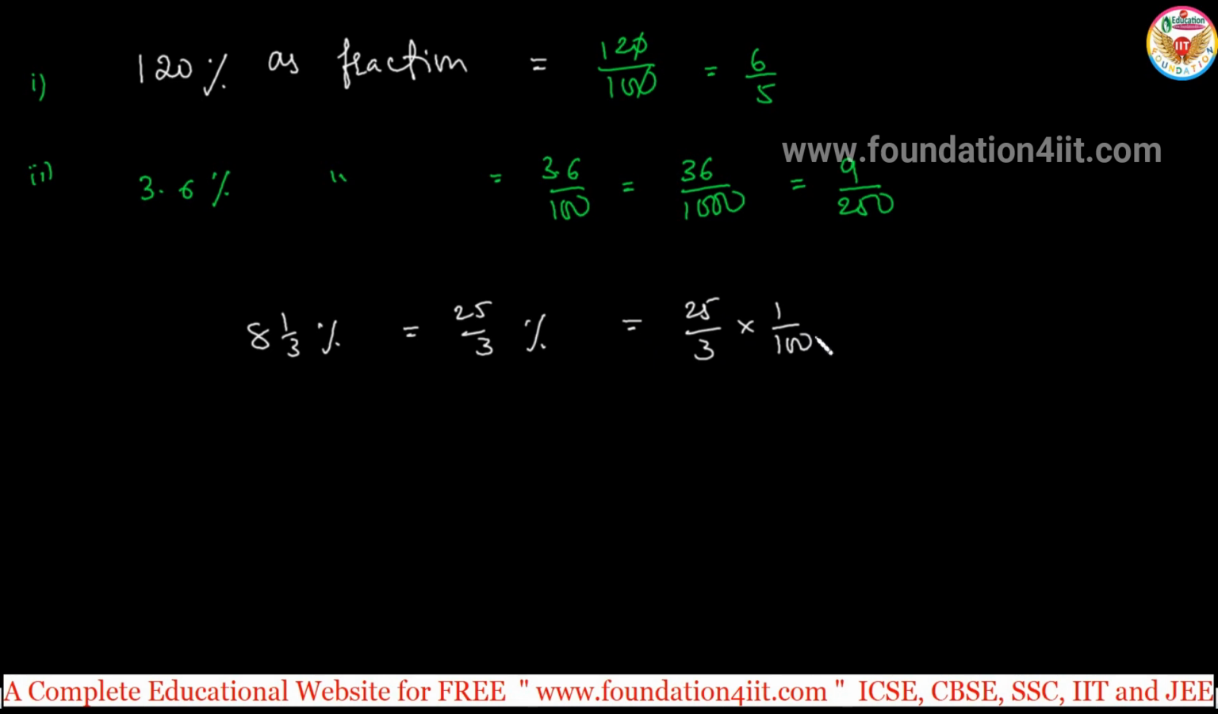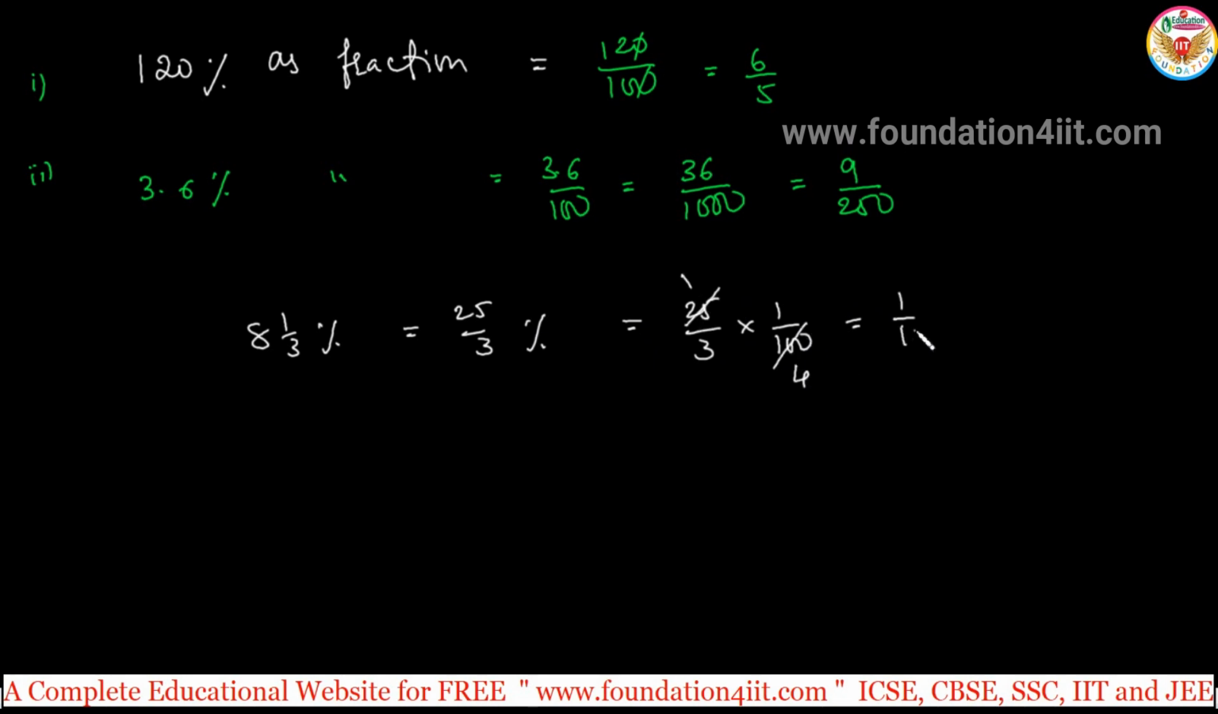So there is 1 into 1 by 100. Nothing but 25 by 3 into 1 by 100. 25 times 1 is 25, 25 times 4 is 100, so 1 by 12. So 8 1 by 3 percentage in fraction is 1 by 12.